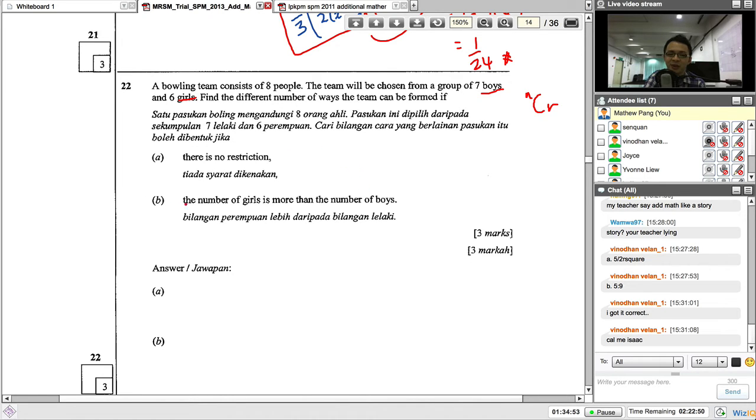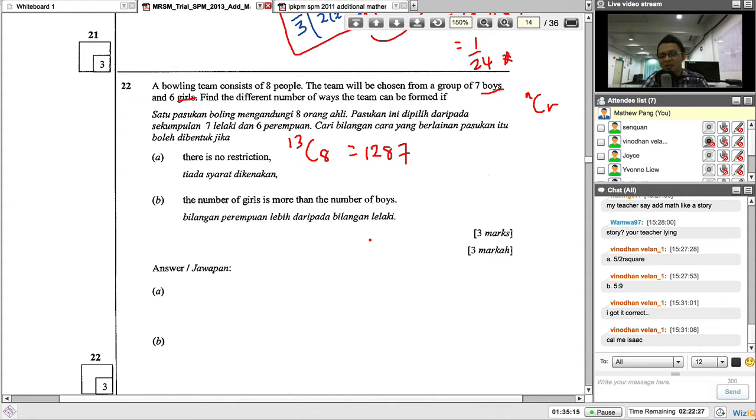First, when there is no restriction, it is very simple. You total up, you got how many people? 7 plus 6 is 13 people. You want to choose 8. That's all, this is your answer. So you take your calculator, press 13 C 8. It's 1287, with no restriction.